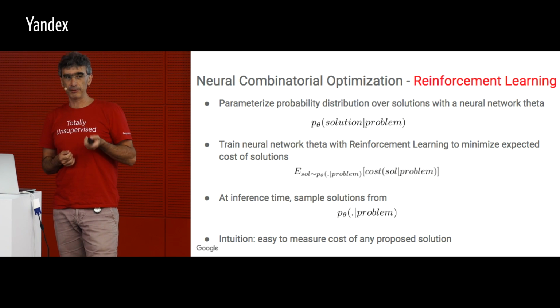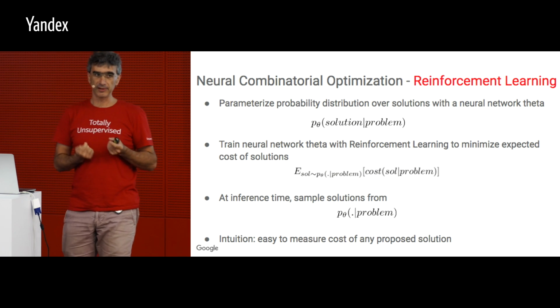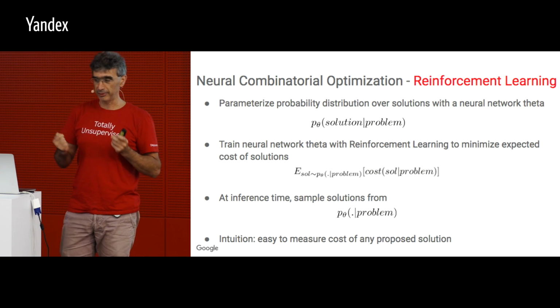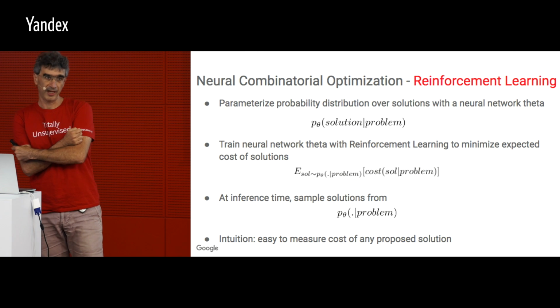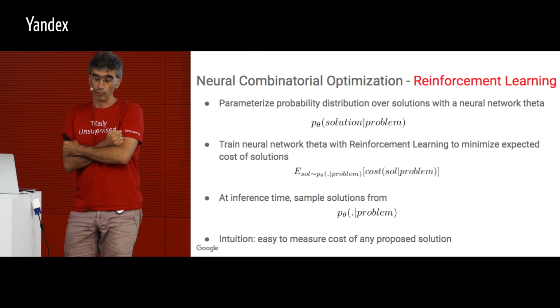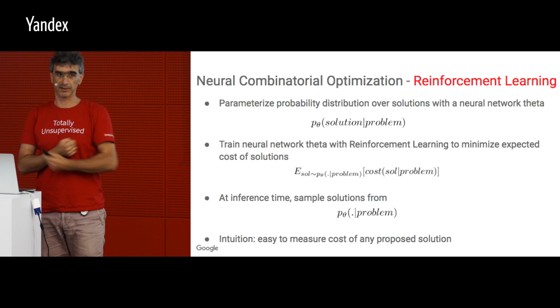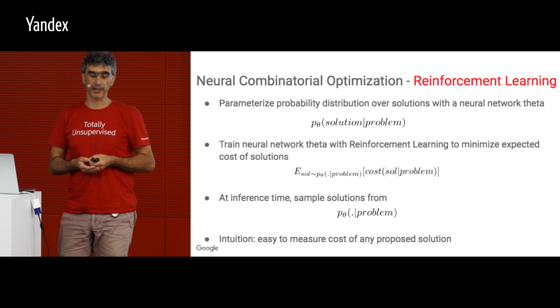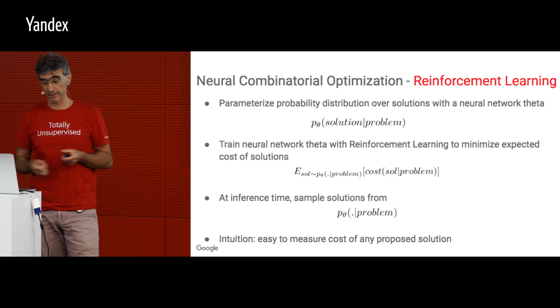So I think the main intuition here is that reinforcement learning gives us the opportunity to use information even if we don't have the final optimal solution. Any tour gives us some information about our current model, and we can improve on that by gradient descent.